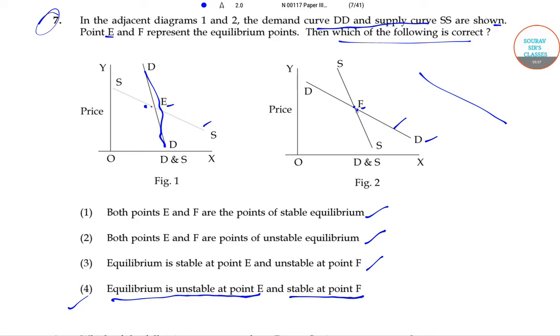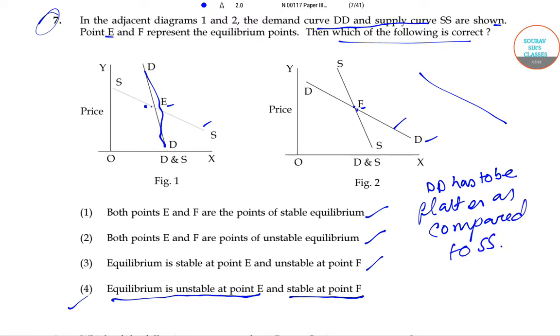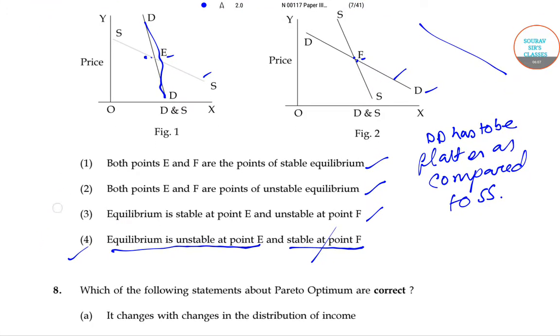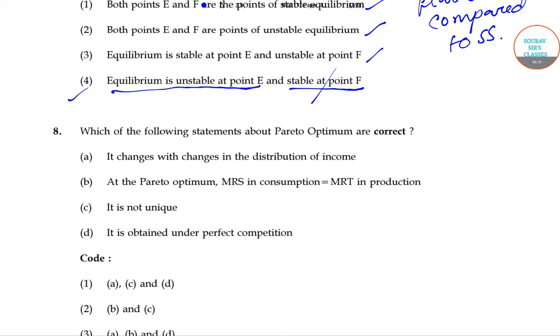So the demand curve has to be flatter as compared to the supply curve. Whenever the demand curve is flatter as compared to the supply curve, we know that this equilibrium is stable. So for question number 7 the right answer is option 4. Now we'll go to the next question, which is question number 8.